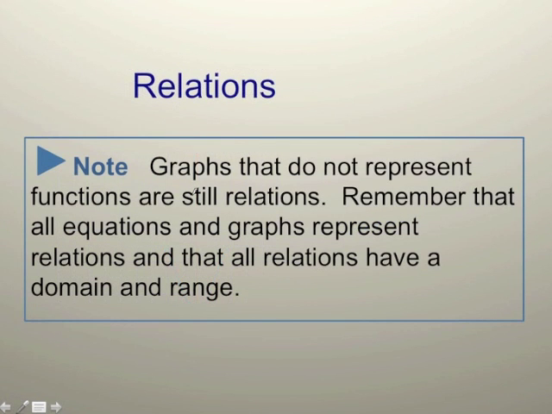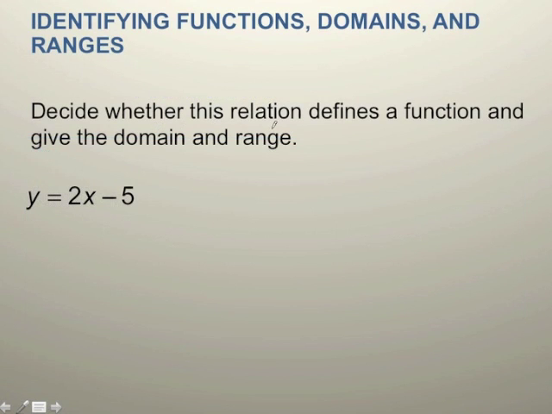I'll remind you, the graphs that do not represent functions are still relations. So all equations and graphs represent relations. All relations have a domain and range. Special types of them are functions. Now determine whether this defines a function and give the domain and range: y equals 2x minus 5. Isn't this the equation of a line in slope-intercept form? Well, the equation of a line, except for a vertical line, is a function.